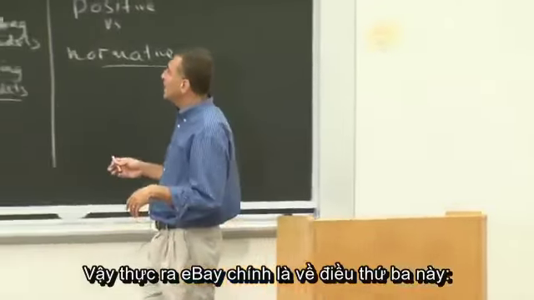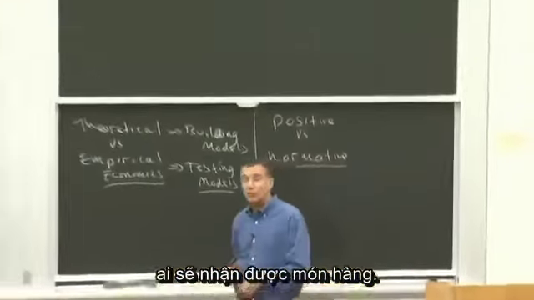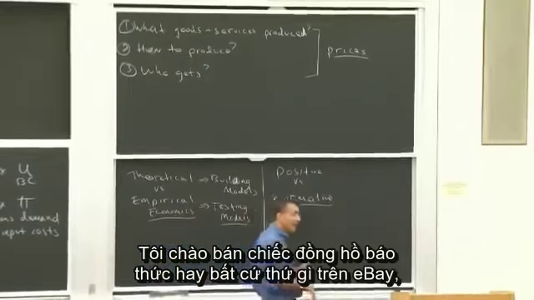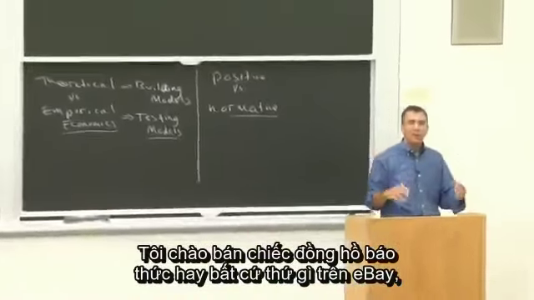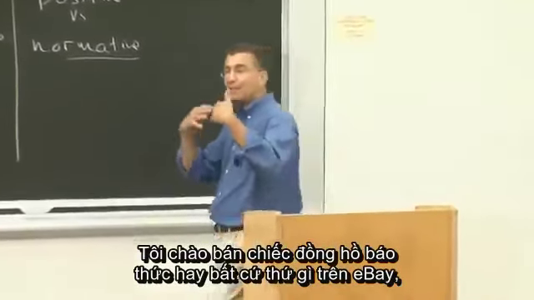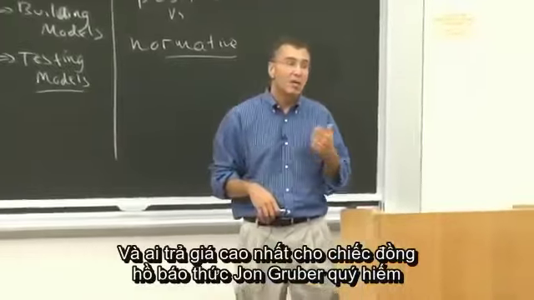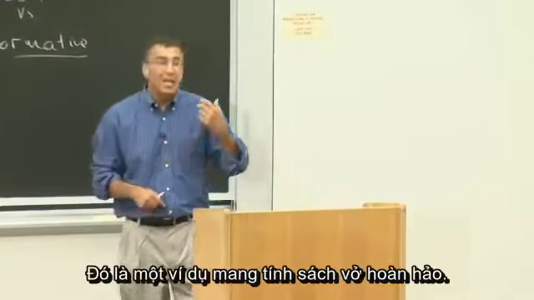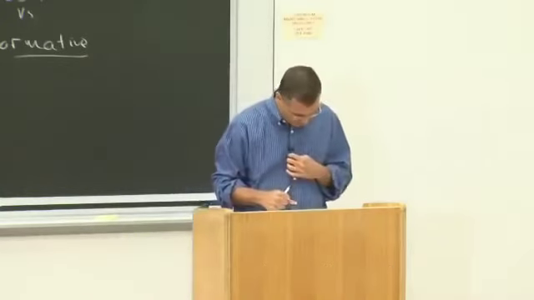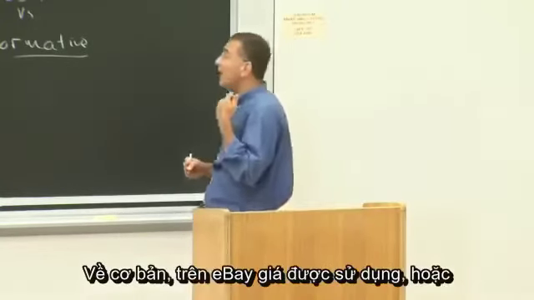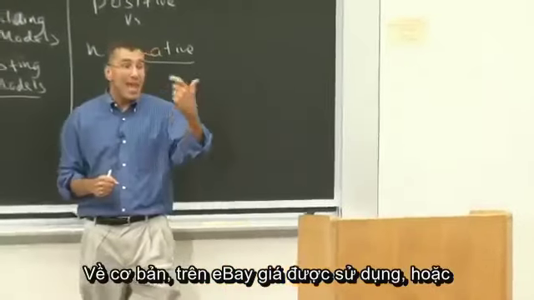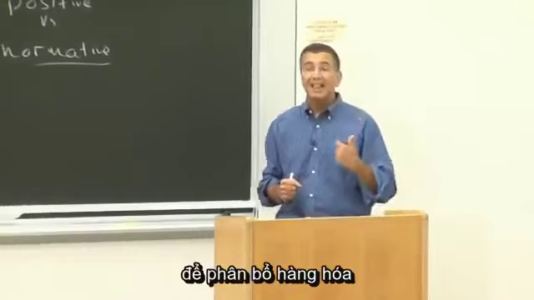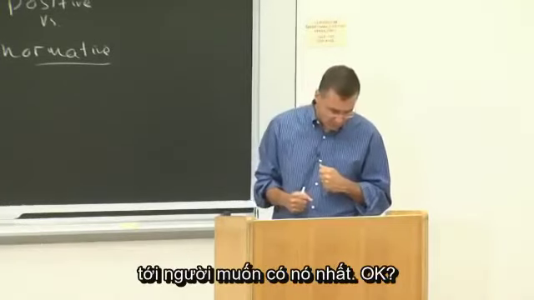So really, eBay is sort of about this third thing of who gets the good. I offer my alarm clock or whatever on eBay. And then people bid on that, and whoever values that rare John Gruber alarm clock the most, they get it. So it's a perfect textbook example. Because on eBay, and now also with StubHub and concert tickets, the price is used to allocate the good to the person who wants it the most.